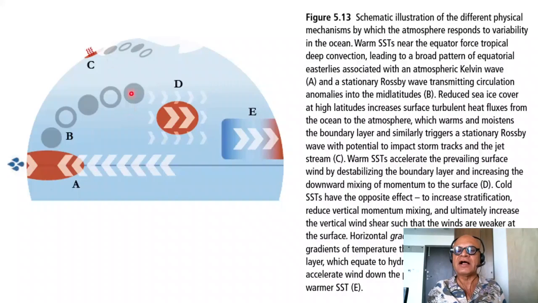Reduced sea ice cover at high latitudes increases surface turbulent fluxes from the ocean to the atmosphere, which warms and moistens the boundary layer and similarly triggers a stationary Rossby wave with the potential to impact the storm track and the jet stream. Those typically propagate eastward, but there are details. Warming of the Arctic and the sea ice loss changes pressure patterns over the Eurasian region, and these waves can actually come down into the monsoon domain, for example, and create droughts and floods and so on. So lots of details there that you can read up on or look at my other podcasts.